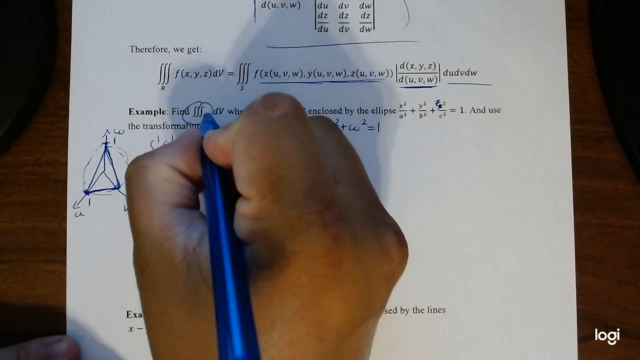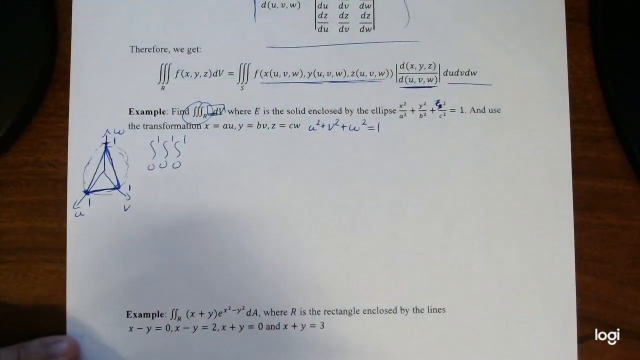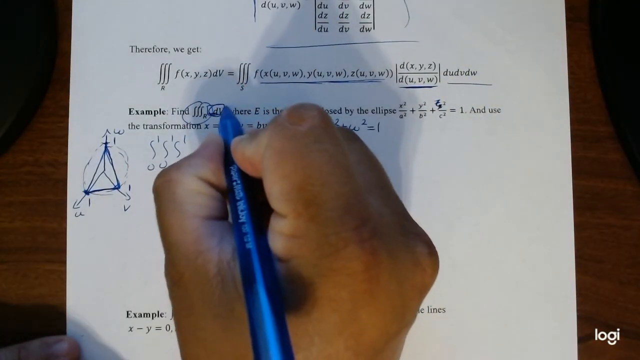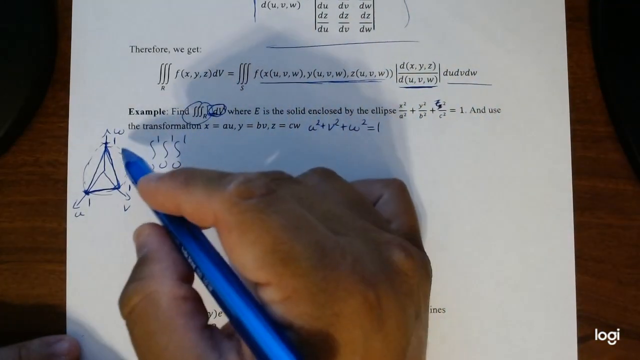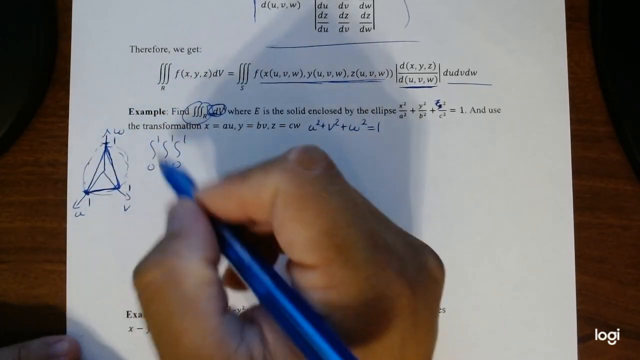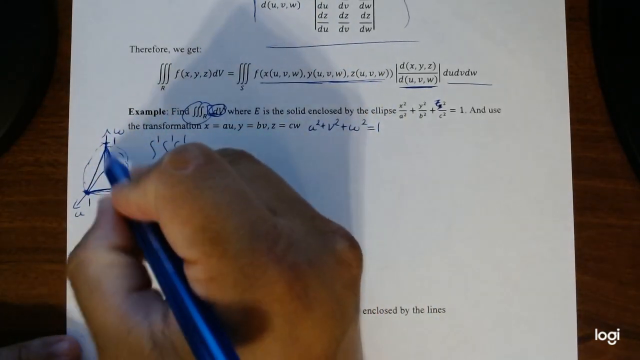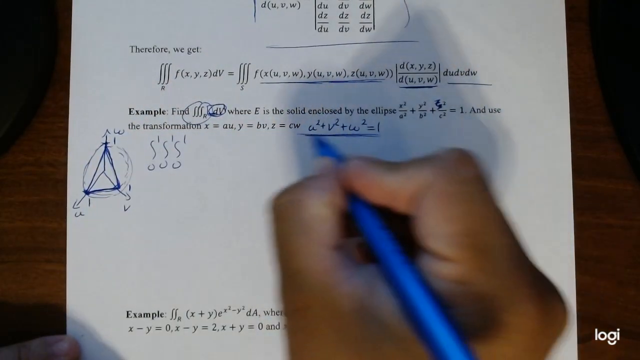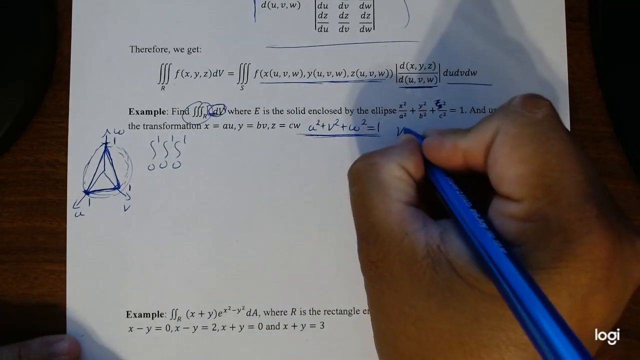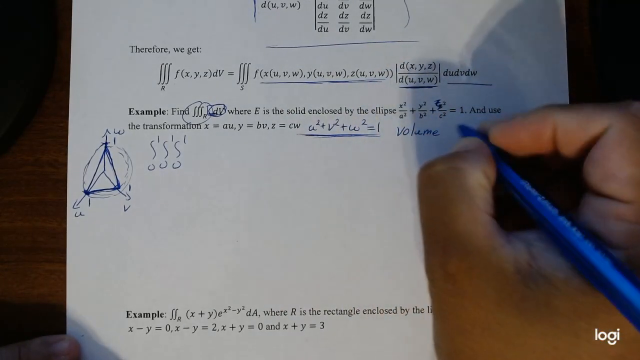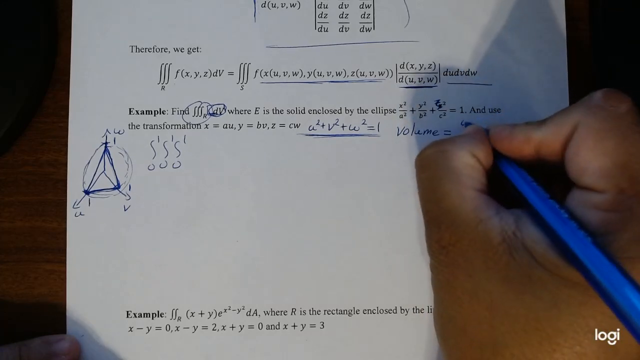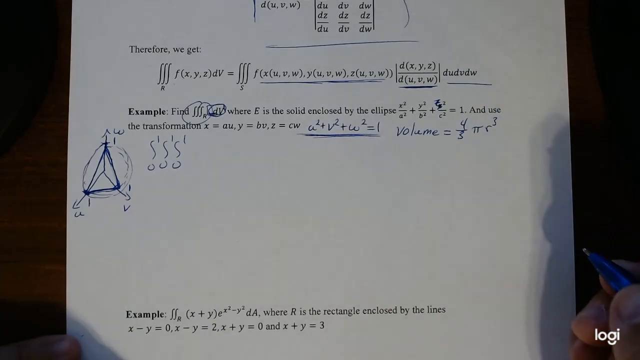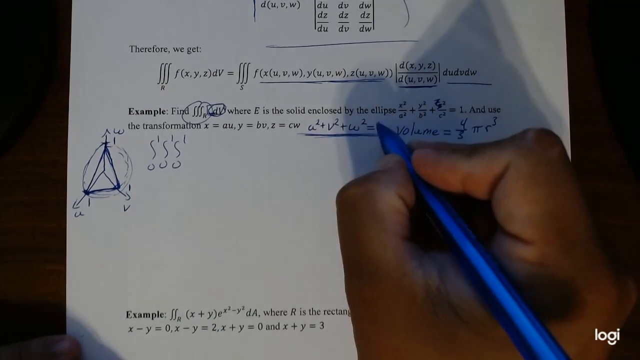Now the question is, what am I actually integrating? Because it just says dv. That's an interesting aspect because we're trying to find the volume of this solid generated. So if I go to my transformation here, it's actually not a tetrahedron, it's actually a sphere. And the volume of a sphere is equal to 4/3 pi r cubed, where r is the radius. In this case it is just 1.